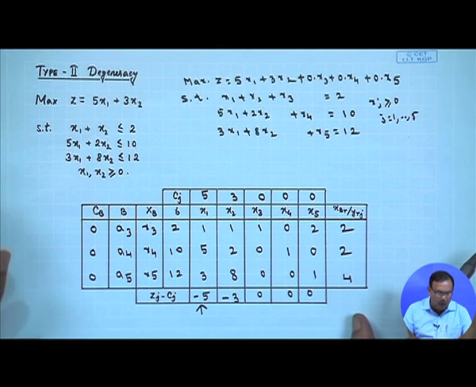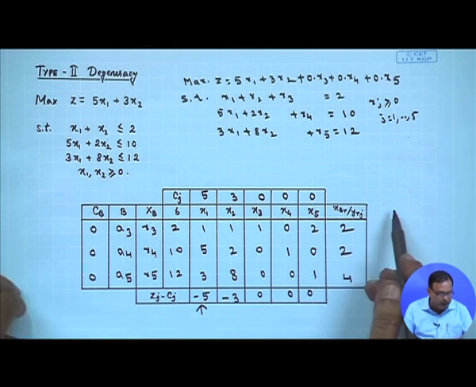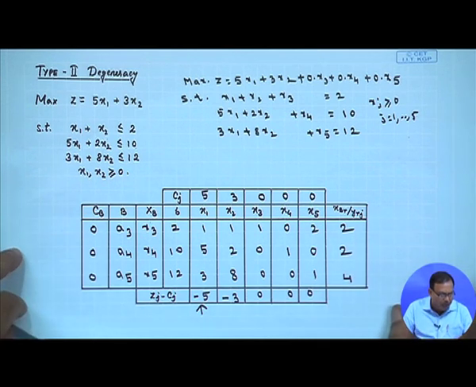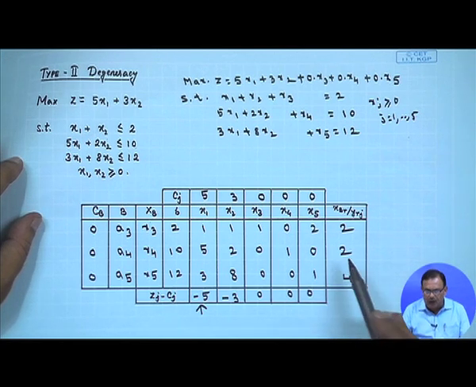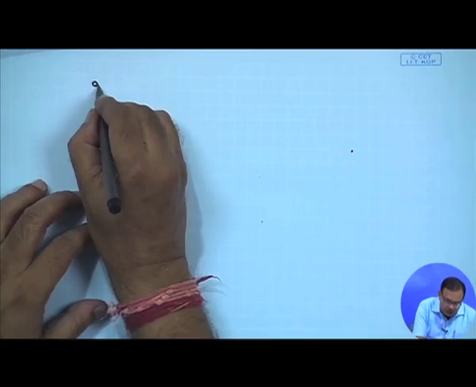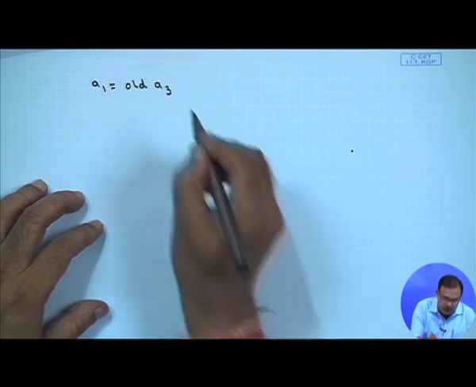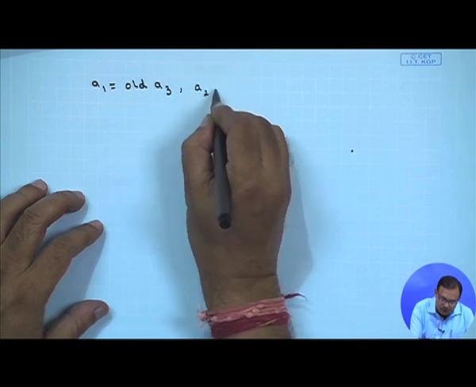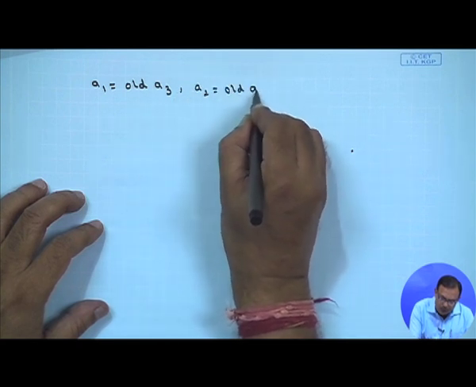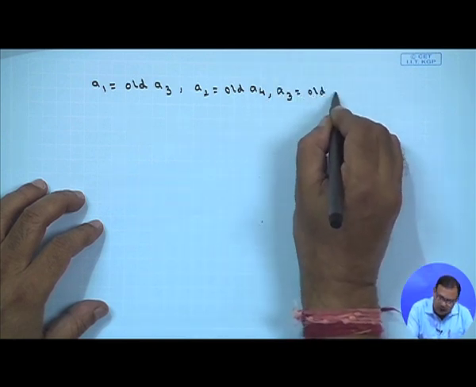So from whatever we have told, I can conclude that now I have to use that computational method. According to the solution, as we have told, the next iteration will be degenerate. So let us assume that I am keeping it inside. A1 equals old A3, A2 equals old A4 and A3 equals old A5.